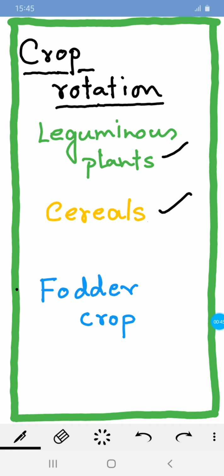Now when cereal crops are grown, they do not require nitrogen fertilizer. So this way it improves the fertility of the soil. At the same time, multiple rounds of crops can be grown on the same piece of land: leguminous plants, then cereals, then the fodder crop. So this way, alternately, different types of crops are grown on the same piece of land. This is called crop rotation.